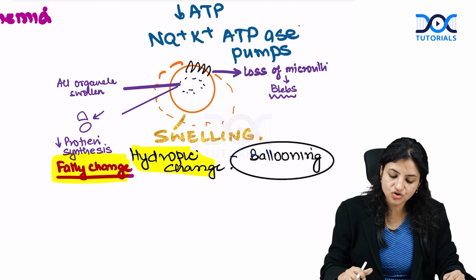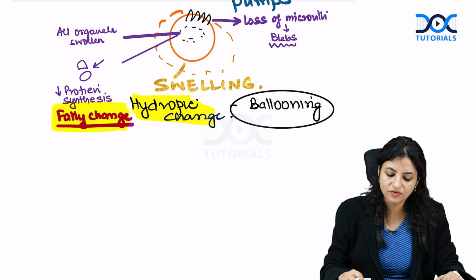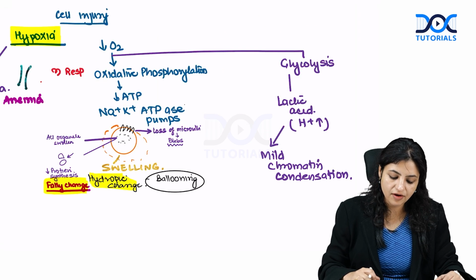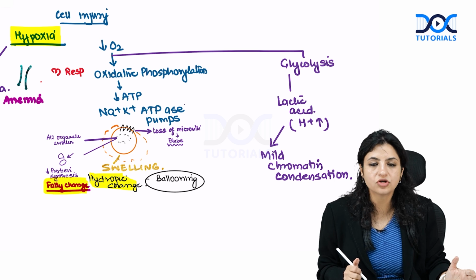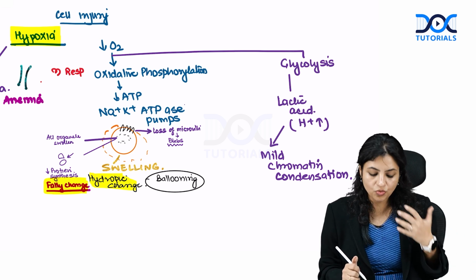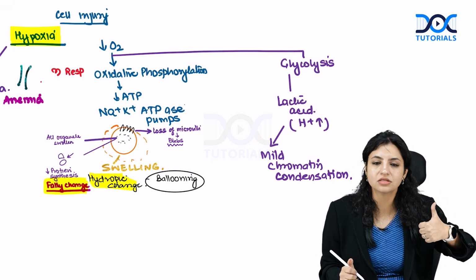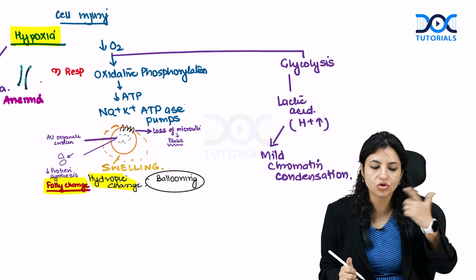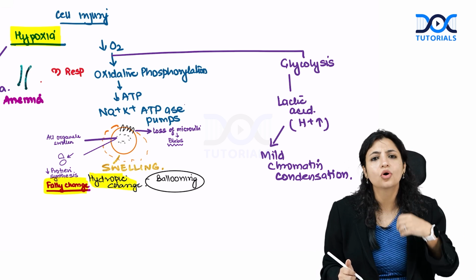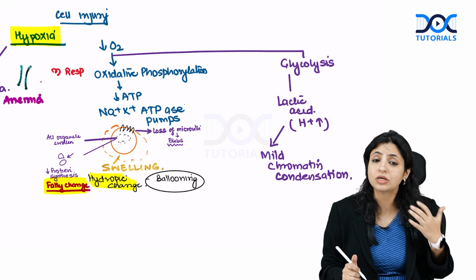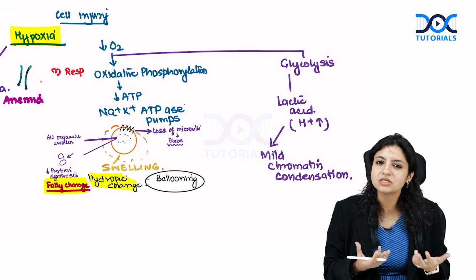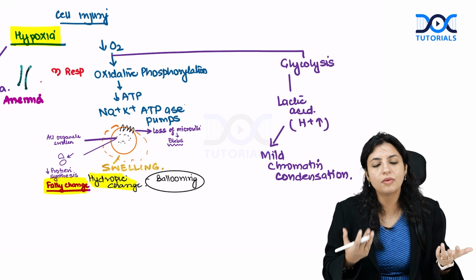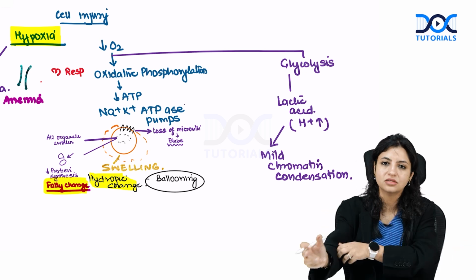So if we have to make a gist, what have we studied? Whenever we have cell injury, the first thing that happens is decreased oxidative phosphorylation, the pumps stop, so water starts coming into cells and swelling occurs. The swelling is called hydropic change. There's loss of microvilli, bleb formation, and all the organelles are also swollen. The ribosomes, their units get separated, so protein synthesis stops, and compensatorily fatty change is started. Apart from that, there's mild chromatin condensation.